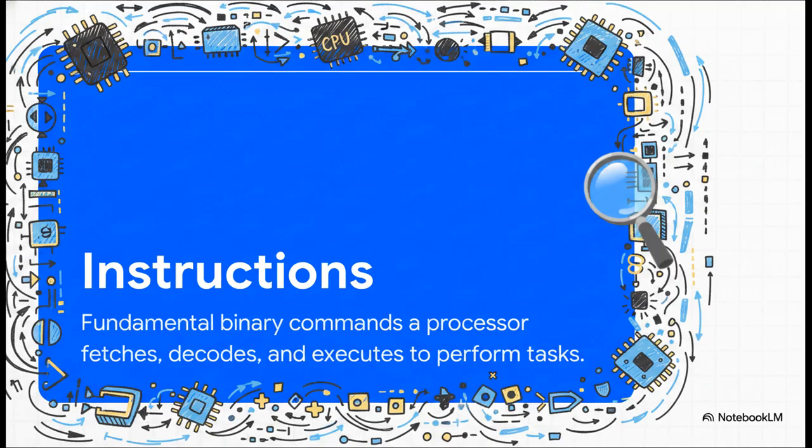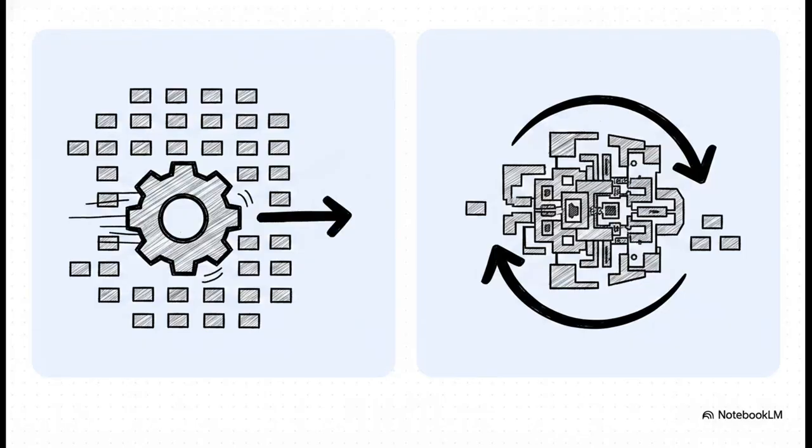But here's the catch. Different processors speak slightly different dialects of this binary language. So this leads us to the big showdown between two completely different design philosophies, RISC and CISC. RISC, which stands for Reduced Instruction Set Computer, prioritizes a very small and simple instruction set. These instructions are fixed length, incredibly efficient, and usually take just one single cycle per instruction to execute.